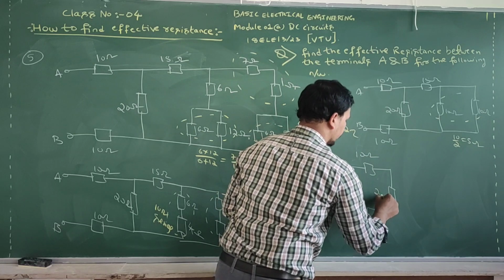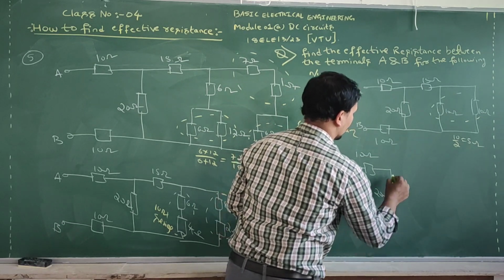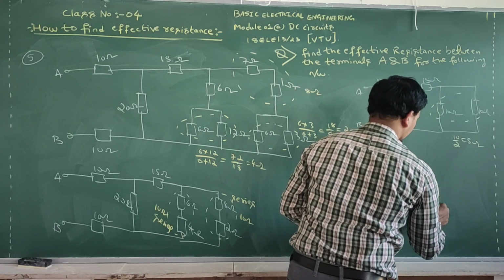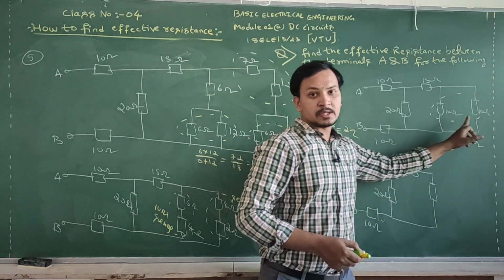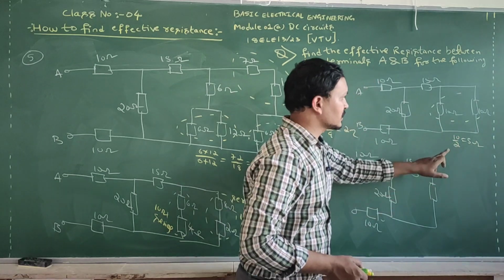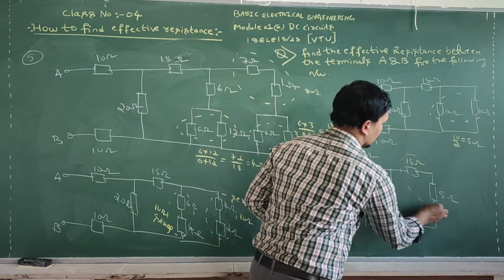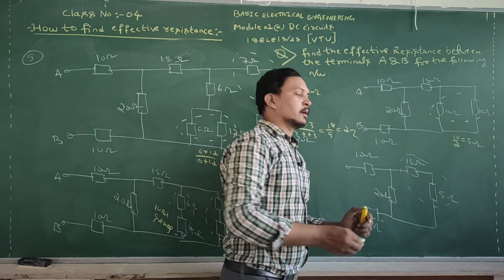Okay, 10 ohm, 20 ohm, 10 ohms, okay, 15 ohms. Okay, 10 ohms and 10 ohms are connected in parallel. What is the effective answer? 5 ohms. Okay, now 15 and 5 are connected in series.